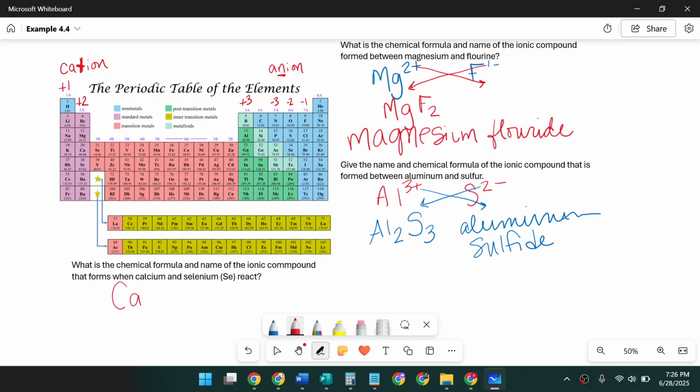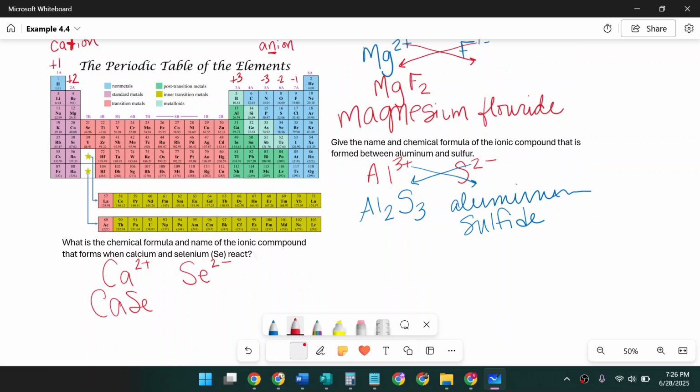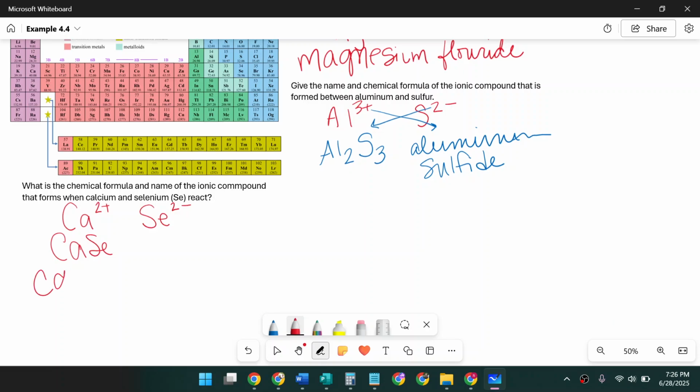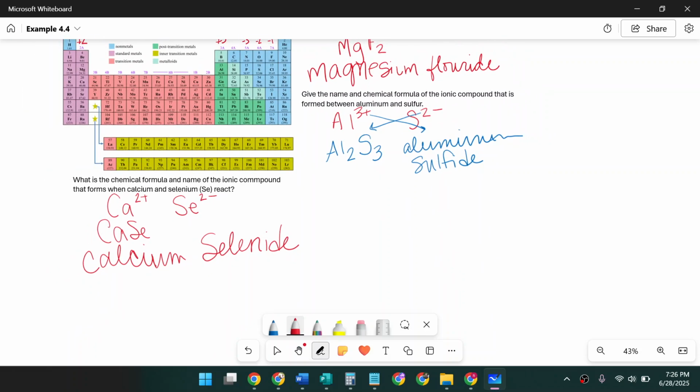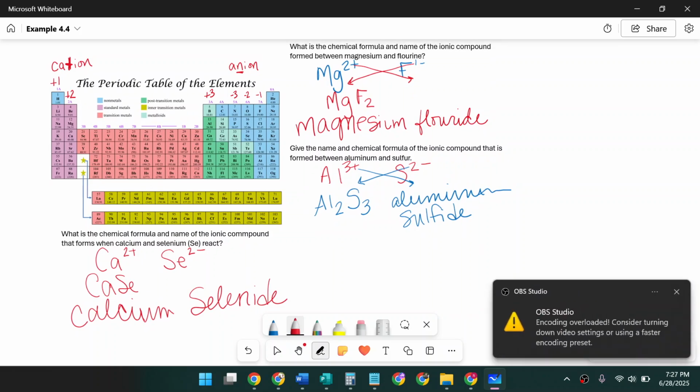So those two end up having the same charges, and you can write them down and see, but whenever they have the same charges, that means they balance each other out when they go together, so we don't have to write anything. We can just list them like they are. So calcium, and then selenium, we're going to change that last little piece to ide. So calcium selenide. Actually, I'm not sure if I'm pronouncing that right, but as long as you get the chemical symbol right for the ionic compound and you get the name right, awesome.